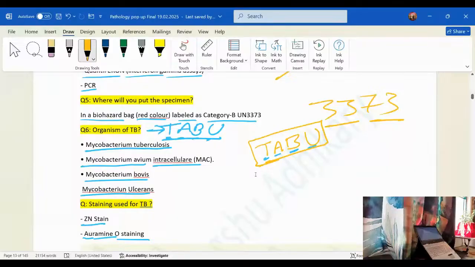I will put the specimen in a red biohazard bag, labeled as Category B, UN 3373.